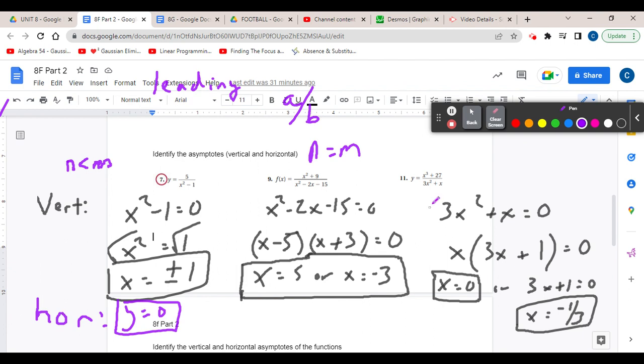The leading coefficient up here of x squared is 1, because 1x squared, and the leading coefficient of x squared down there is 1. So the horizontal asymptote here is going to be y equals 1 over 1, which is 1. So the horizontal asymptote for that second one is going to be at y equals 1. And we're going to graph these up here in a minute just to check our work.